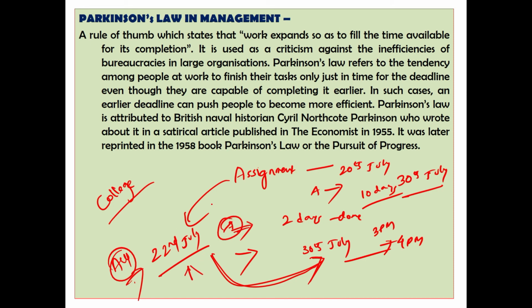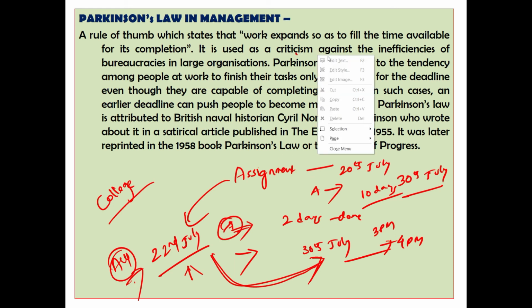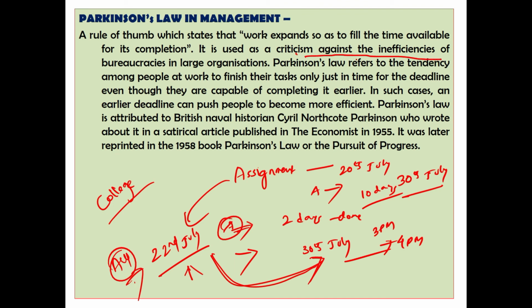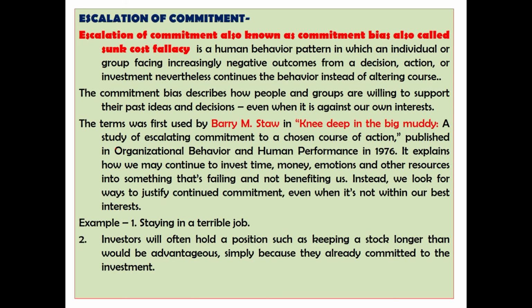Kindly try to read more about this also. It is used as a criticism against the inefficiencies of bureaucracies in large organizations. In organizations, people try to finish the task just in time for the deadline. Let's say an officer is given a job to complete any task. He will try to complete it on the last day of the deadline. This is known as Parkinson's law. Do read more about it. It's very interesting.